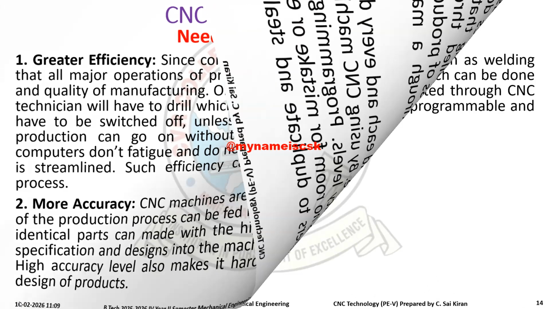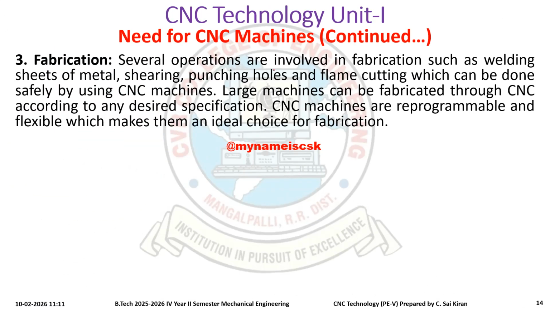Coming to the third one, fabrication. Several operations are involved in fabrication, such as welding sheets of metal, shearing, and punching holes. If you want to make any fabrication of any material, like welding operations, making sheets of metal, shearing, cutting, punching holes, or flame cutting, you can do everything with a CNC machine.